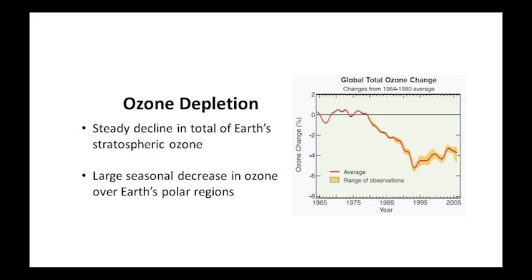It's a steady decline in the total of Earth's stratospheric ozone, and it results in a large seasonal decrease in ozone over the Earth's polar regions. We can look at ozone concentrations in the atmosphere over decades, and we can see that there's a large dip in the ozone thickness, especially in polar regions, over the past 50 years.